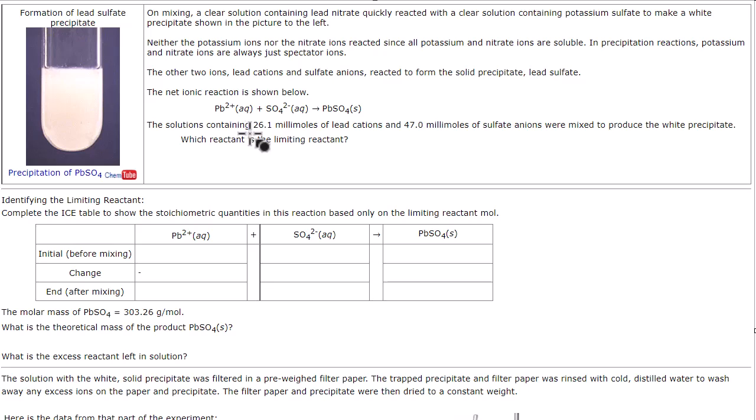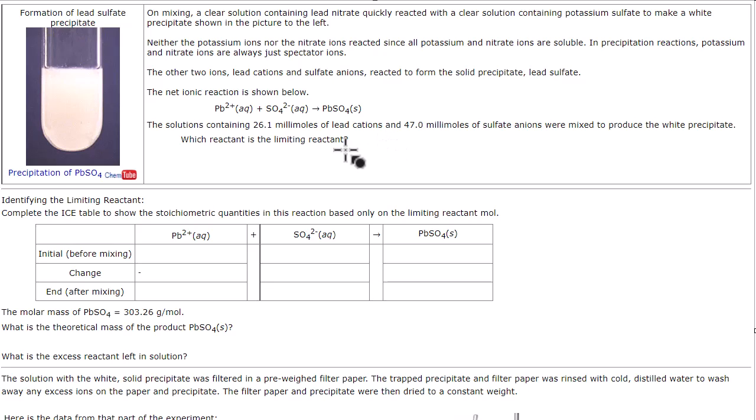The solution contains 26.1 millimoles of lead. They're giving you the amount of lead, Pb2+, in solution. It's a small amount, so we're using milli, thousandths of a mole. And these are the positive charges. The T looks like a plus, cations. And then we've got our sulfate ions in solution too, and we have 47 thousandths of a mole of them. And you can see them sticking together to the lead.